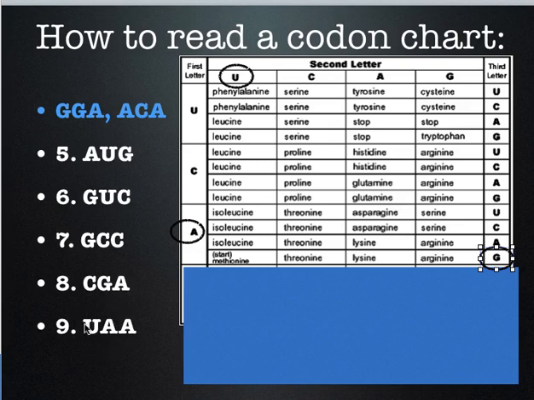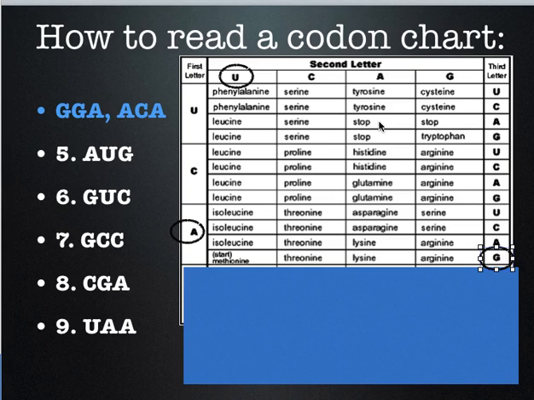When it gets down to the bottom, let's look up UAA. So U is up here. A is the second letter, that's here. And A, the third letter, is this A. I'm not going to look at this one. I'm going to look at this one. And when I move over, UAA means stop.